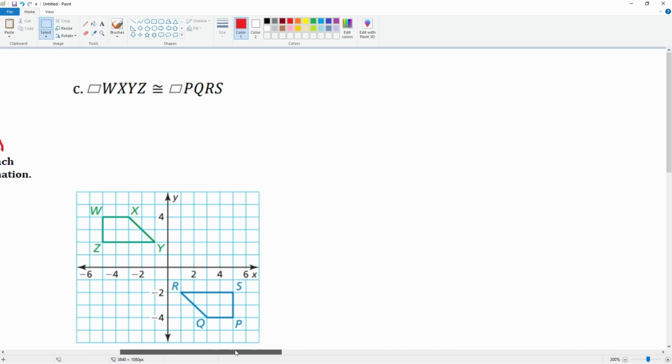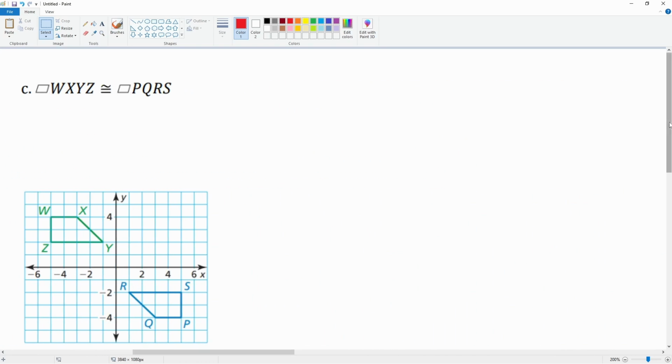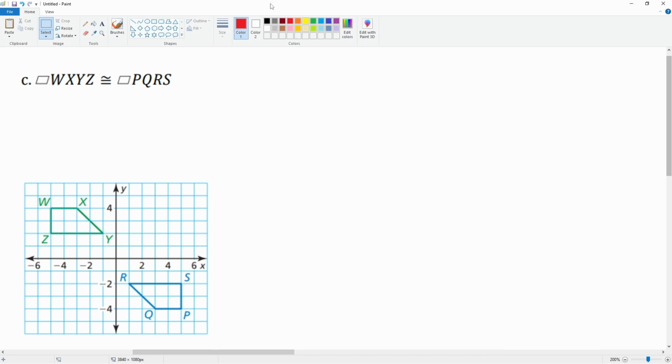And let's look at C. Let's see, how much did I move this over? Let's start by writing claim, evidence, and reasoning. My claim would be this: these two shapes are congruent. Restate what I'm looking for or trying to prove. Evidence, let's see what I transform it into.